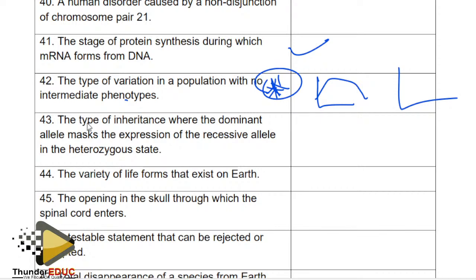The type of inheritance where dominant allele masks the expression of a recessive allele is complete dominance, meaning that if it's capital T, small t, this one is completely dominant over this. Therefore, complete dominance. The variety of living life forms that exist on Earth is biodiversity.